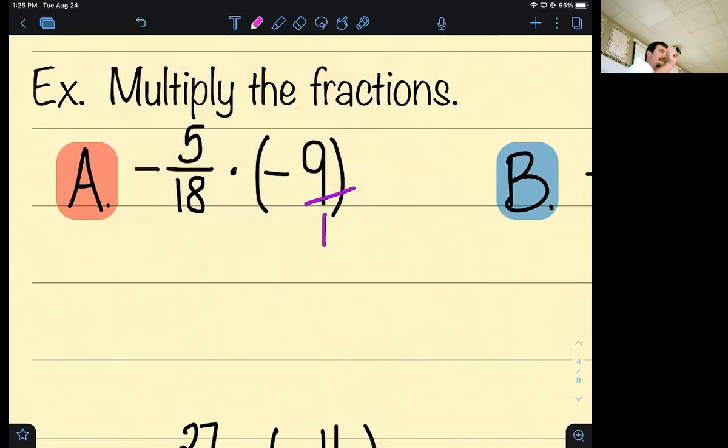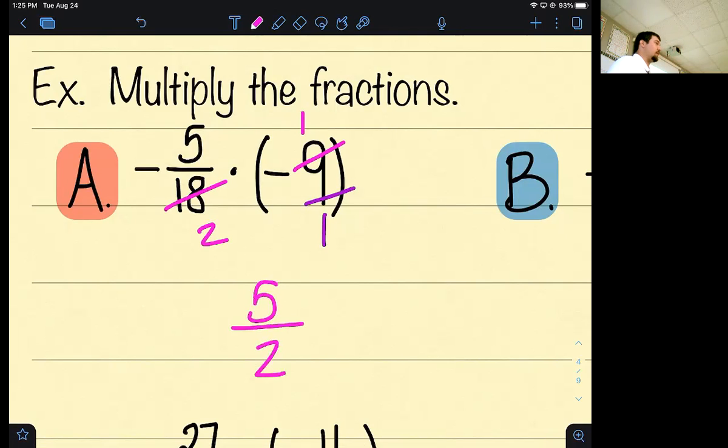I can cancel any top number with any bottom number, even if they're diagonal from each other. For example, the 9 and 18. What goes into 9 that also goes into 18? Seth? 9 itself. 9 will go into 9 once. 9 will go into 18 twice. What about the 5? Does 5 cancel with anything? Doesn't reduce anything? Okay. So 5 times 1 is 5, and 2 times 1 is 2.